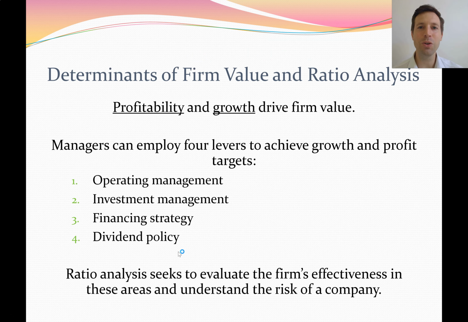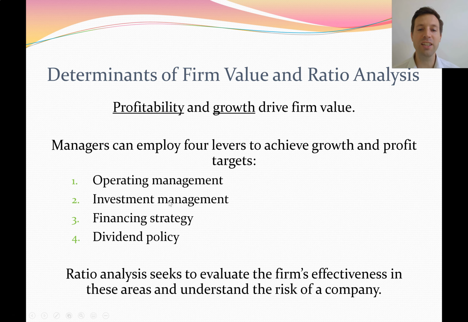So when we're looking to value a business, profitability and growth are key drivers of firm value. So when we're doing our ratio analysis, we're always going to look at profitability and growth as key areas. And within that, managers can use 4 levers to achieve growth and profitability targets. Their operating management, what they're actually doing day to day. Their investment management: what assets are they buying, where are they investing their business, what are they planning in the future. Their financing strategy, and their dividend policy.